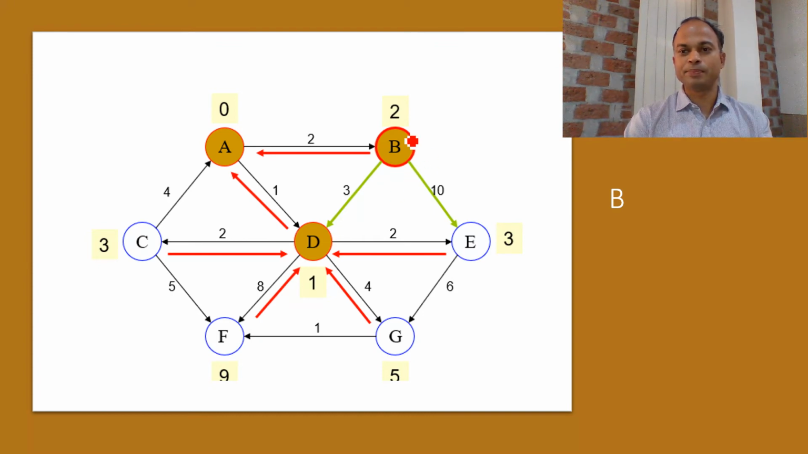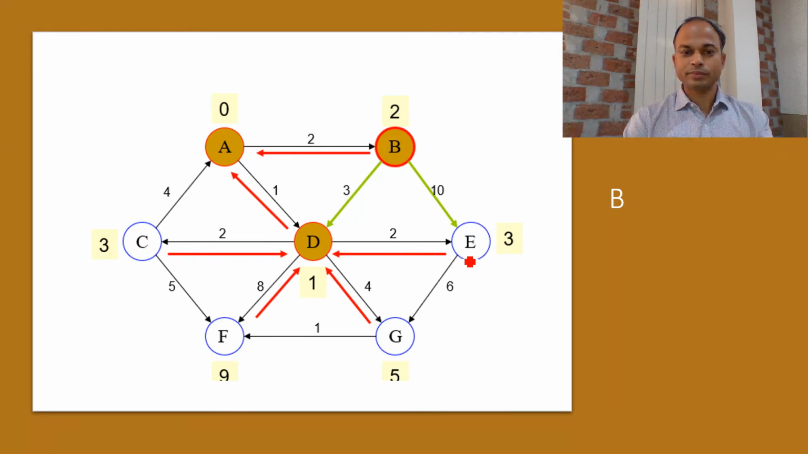And if we have selected B, then adjacent of B are E and D. But we cannot take D because vertex D has been already explored. Whatever is explored, we cannot take it. So we have only one choice. Adjacent of B is only E. And in this way, distance from A to E is 1 plus 2, 3 via D. Via B distance is 12. Minimum value is 3. Therefore, we are taking distance from A to E as 3.